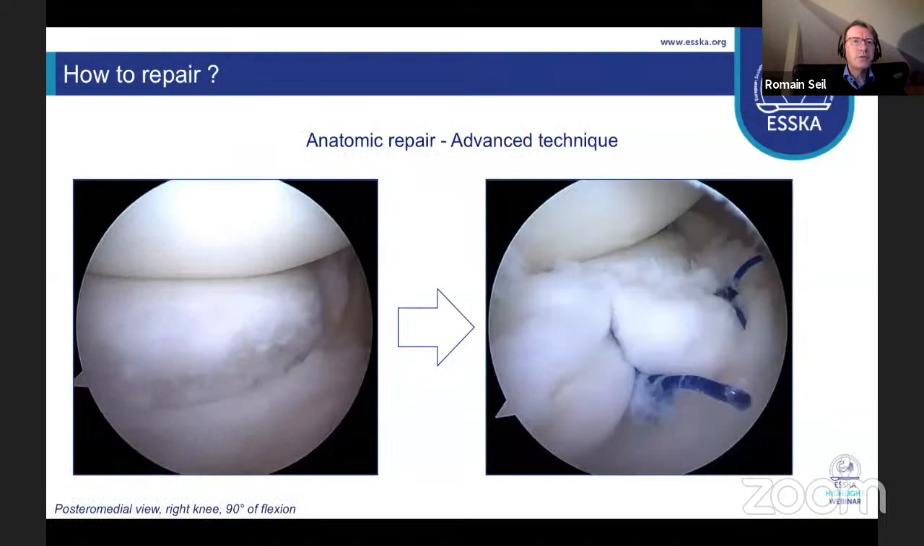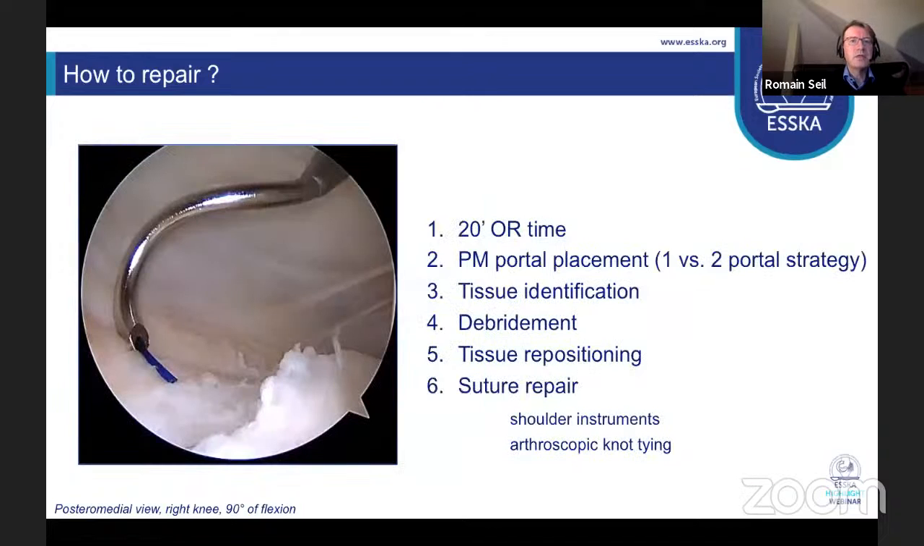So what do we want as a repair? Well, we want an anatomic repair, which is an advanced arthroscopic technique. You need to get familiar here with shoulder instruments. You need to know that you need 20 minutes of extra OR time to do this. You need to be familiar with a posterior portal placement, then identify the tissue, debride the tissue, reposition it, and do a proper repair. And here, again, you need to know about shoulder instruments and about arthroscopy.